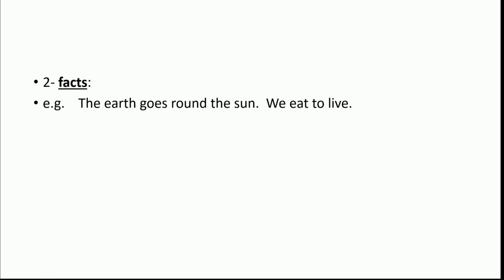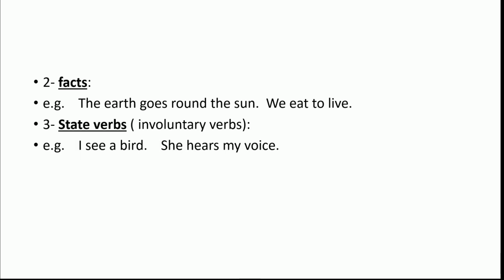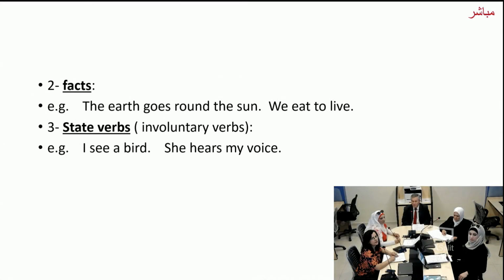Number two, with facts. Example, the earth goes around the sun. This is a scientific fact. We eat to live. This is a general fact. With the state verbs, so involuntary verbs, I see a bird. This is a state verb, see, and she hears my voice. So see is a state verb, and hear here is the state verb. Next.